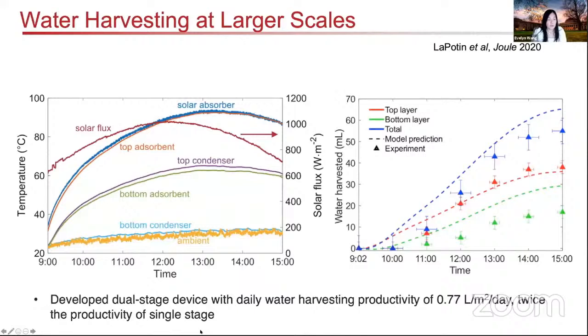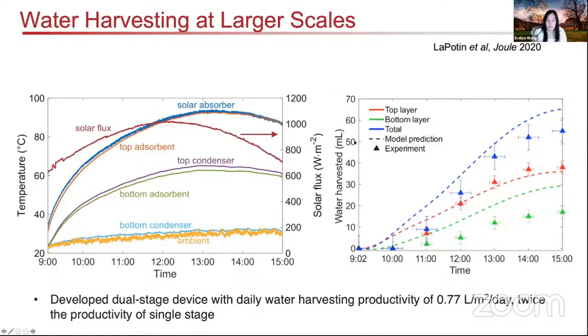We can also look at the temperature as a function of time, and also looking at the solar flux here on to the right. You can see here that the solar flux is what it looks like over the day. And in fact, if you look at the temperature of the solar absorber, the top absorbent, the bottom absorbent, as well as the top condenser and the bottom condenser and the ambient conditions. One thing to highlight is because of the larger scale device, there is in fact a capacitance of the system that now slows down the response time of the overall device. And that's something to consider as we think about designing these devices.